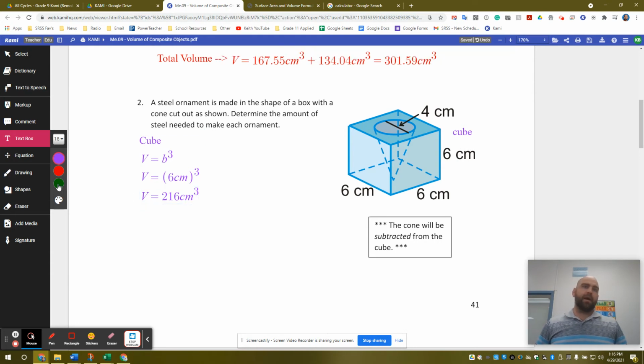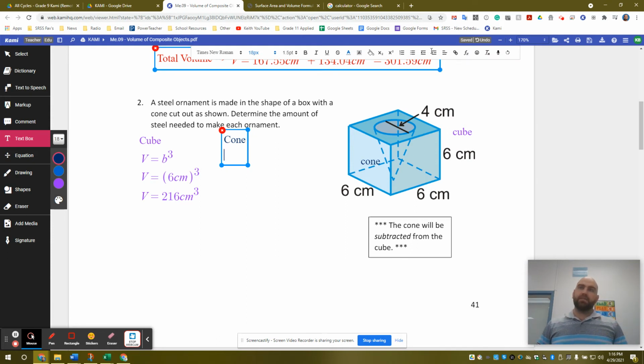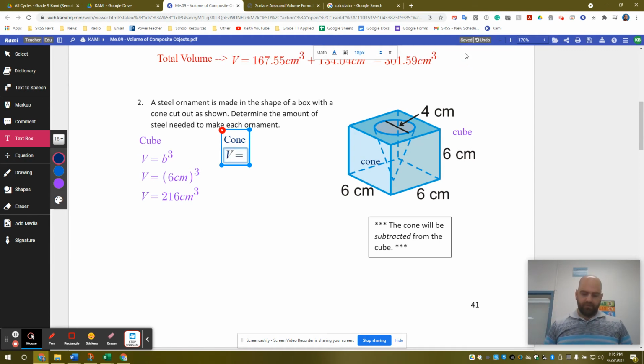The other thing that we have in here that you'll also notice is we also have a cone. Okay, and the cone is being cut out of it. But we still need to find the total volume of the cone. So unlike surface area where we actually added in some of that cone, we're actually going to subtract the whole thing because the volume of the cone is being taken out. The volume of a cone is pi r squared h divided by 3.